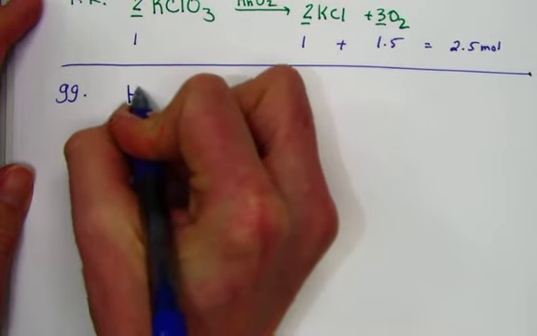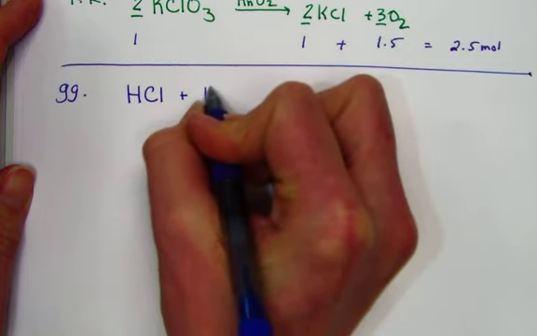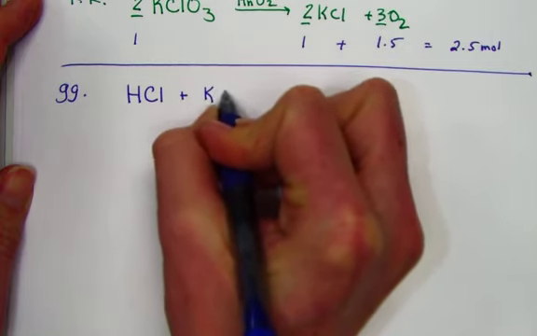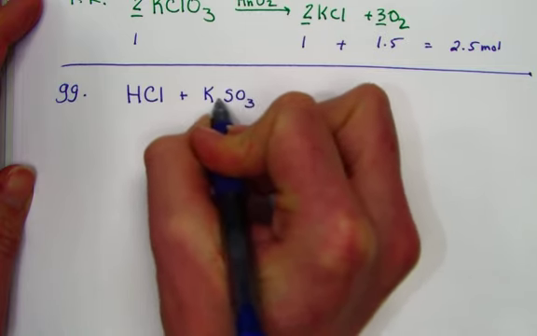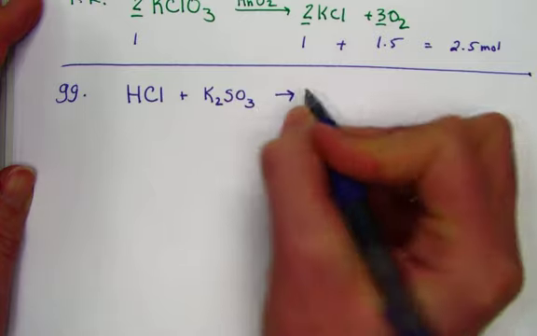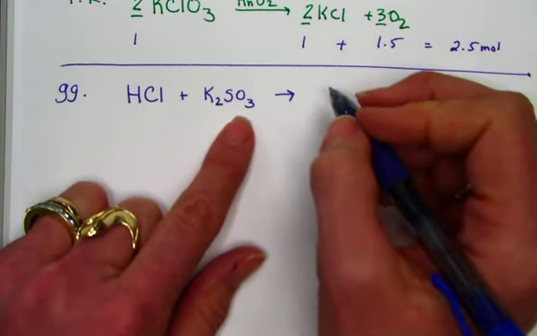Well, let's begin. Hydrochloric acid, HCl, with potassium sulfite, K is a +1. Sulfite is our polyatomic ion, SO3, and it carries a -2. So we get HCl plus K2SO3.